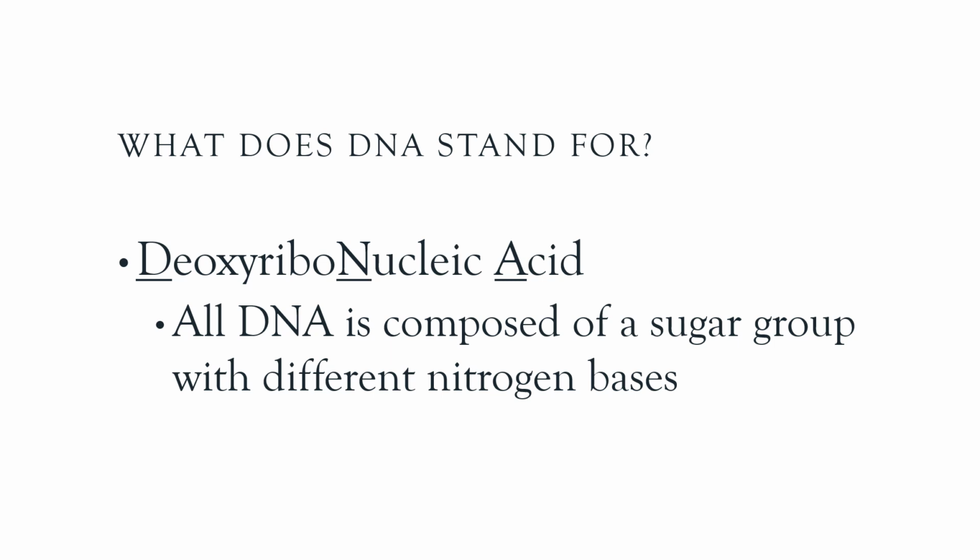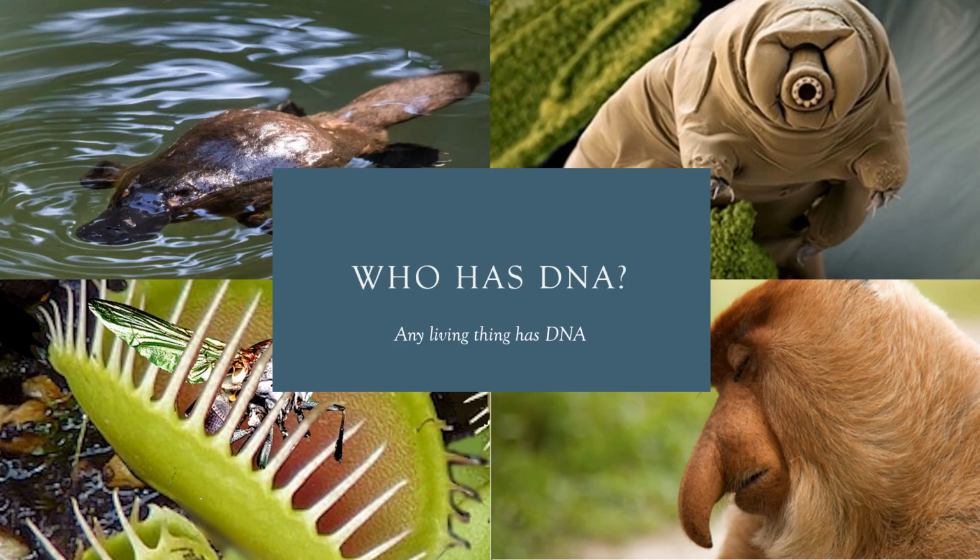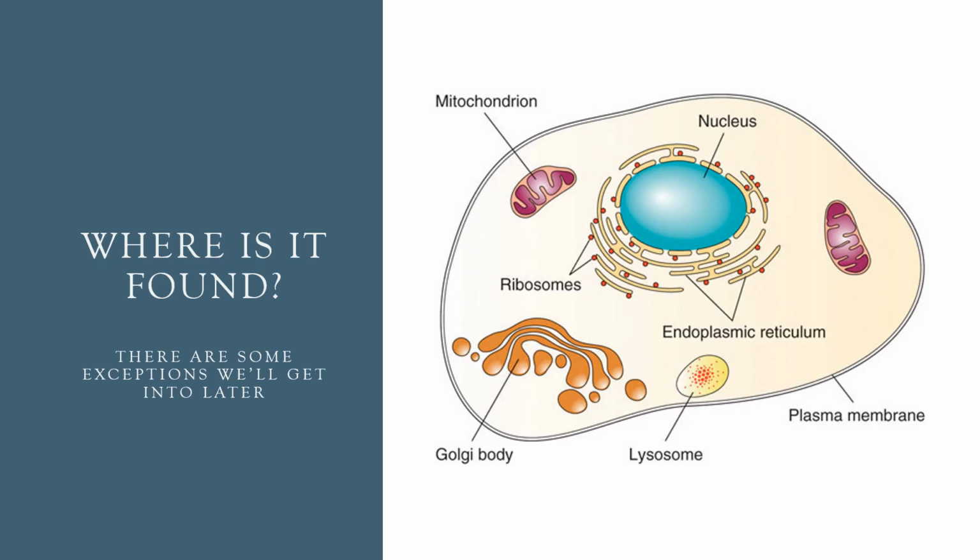Not too important that I need to understand it, just know that that's what it means. And the basic thing is it's composed of a sugar group, a phosphate group with different nitrogen bases. So who has DNA? Well, any living thing has DNA. Okay, all of these things from a Venus flytrap to the fly inside to the platypus. Okay, all of these things are going to have DNA that's going to dictate what they are as a species and how they interact with the world.